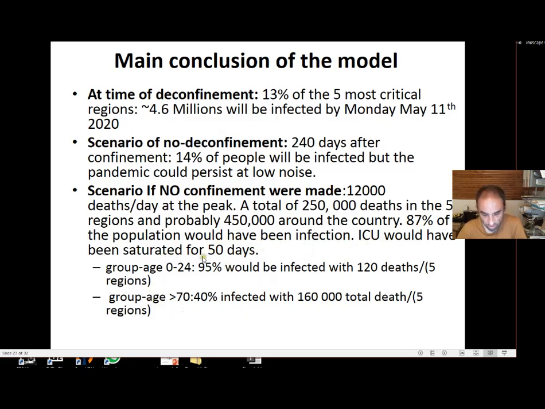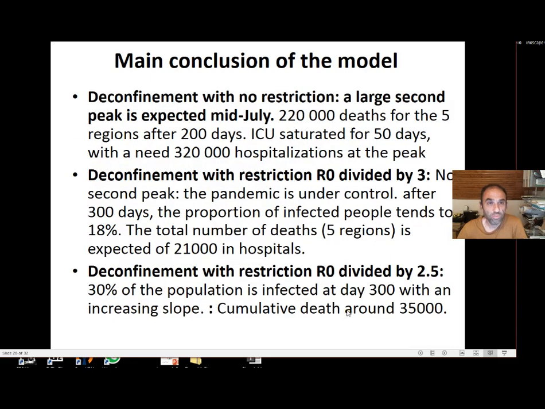And I explained to you what would have happened for the different age groups, specifically, for example, for the group with the age larger than 70, 40% would have been infected, which represents 160,000 total deaths for these 5 regions. So the deconfinement with no restriction would lead to a large second peak, as expected, with 220,000 deaths for the 5 regions after 200 days. ICU will be saturated with a need of 320,000 hospitalizations at the peak.